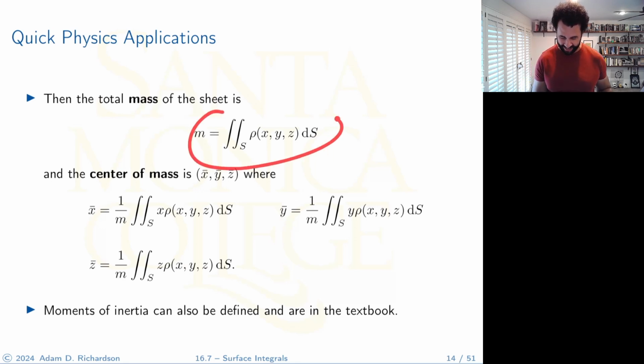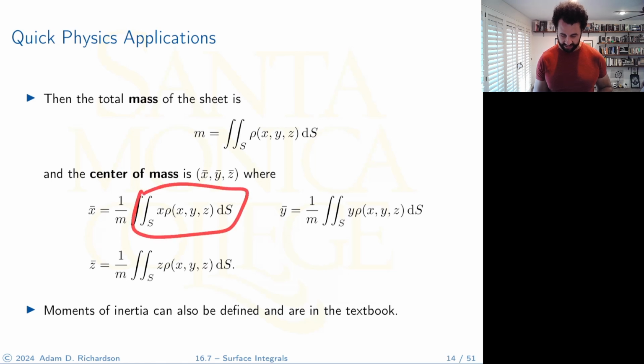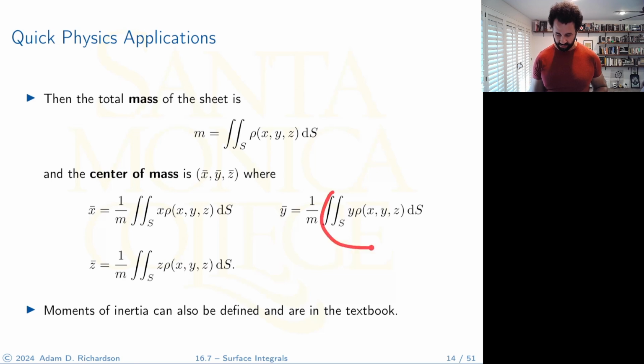We just talked about the mass. That's right. And so what is the center of mass? Well, the center of mass is going to be the same thing that you saw in the past. It's the moment with respect to the various planes divided by the total mass. So this integral right here is the moment with respect to the yz plane. This here is the moment with respect to the xz plane. And this is the moment with respect to the xy plane. And then you divide those all by the total mass, and that will give you the coordinates of the center of mass of the region.